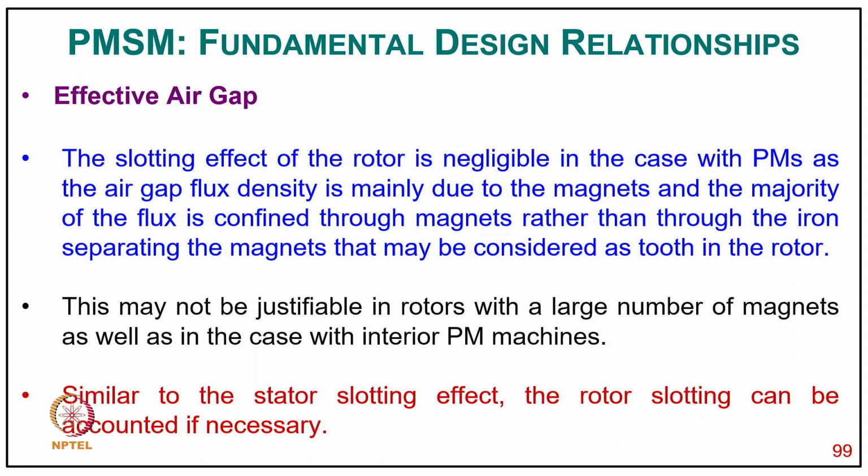So the slotting effect of the rotor is negligible in the case of permanent magnets, as the air gap flux density is mainly due to the magnets, and the majority of flux is confined through the magnet rather than through the iron separating the magnets, which may be considered the tooth in the rotor. This may not be justified in a rotor with a large number of magnets, as well as in interior permanent magnet machines. And similar to the stator slotting effect, the rotor slotting can be accounted for if necessary.